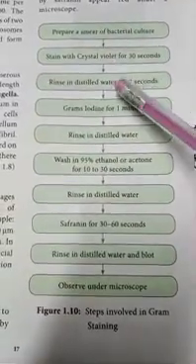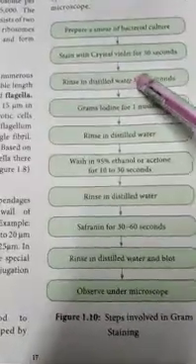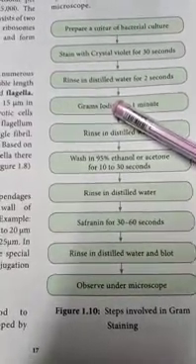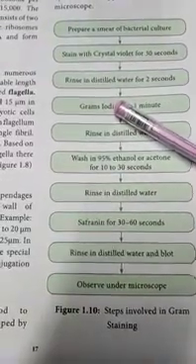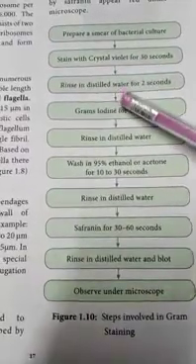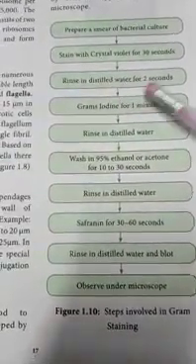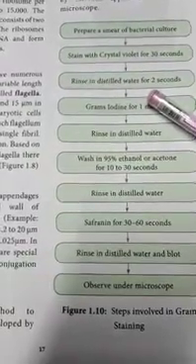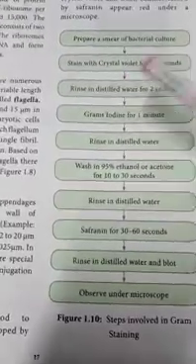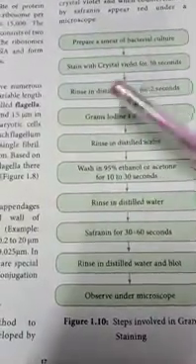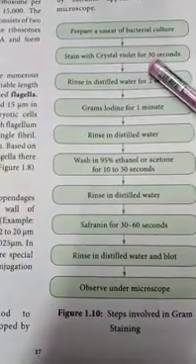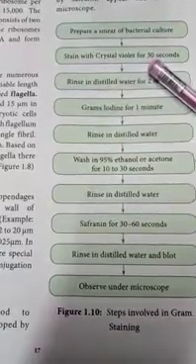First, we take a slide in the laboratory and smear the bacterial culture. The smear can be a blood sample, pus, or any other sample. Take the bacterial culture and heat fix it. Heat fixing means holding the slide over the flame, then the culture becomes heat fixed. After that we add the crystal violet solution for 30 seconds.